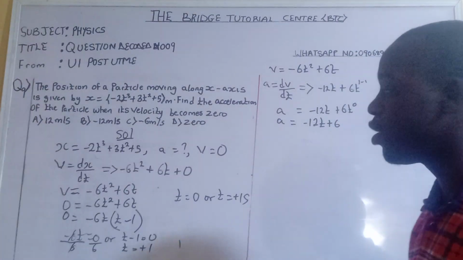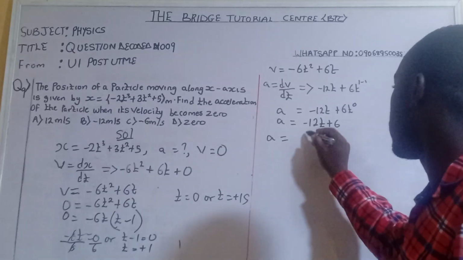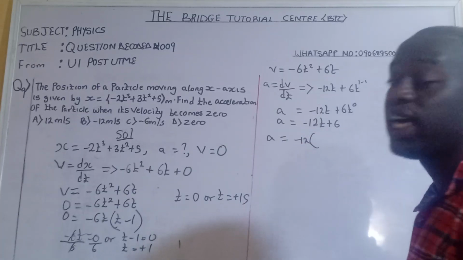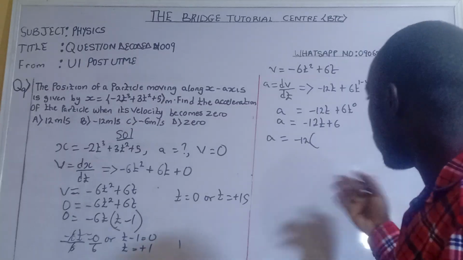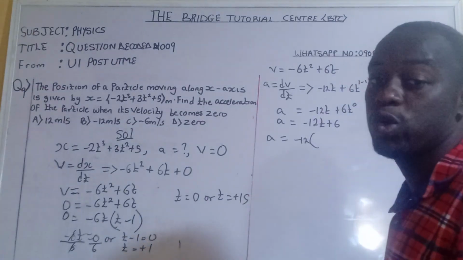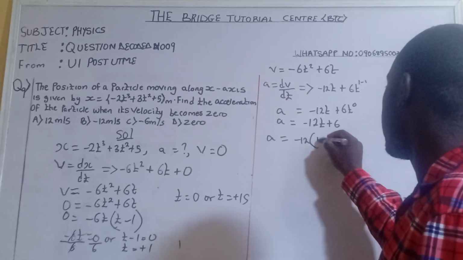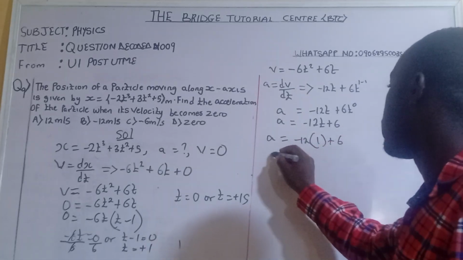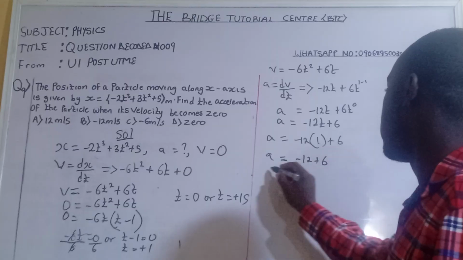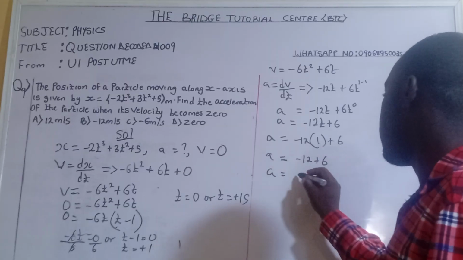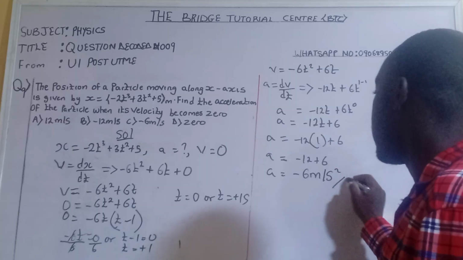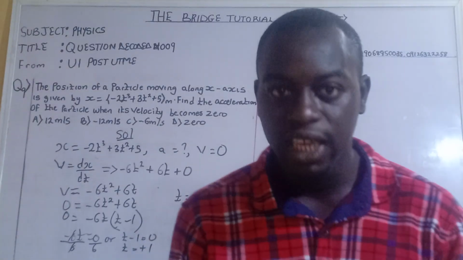Then you just find your acceleration. Your a will now equal minus 12 into bracket t. We've known our t, which is either 0 or 1. It shouldn't be 0, so we are going to use 1 second. So minus 12 into 1 plus 6. So a equals minus 12 plus 6. What's our final answer? Minus 12 plus 6 is minus 6 meters per second squared. That's our final answer. Thank you very much.